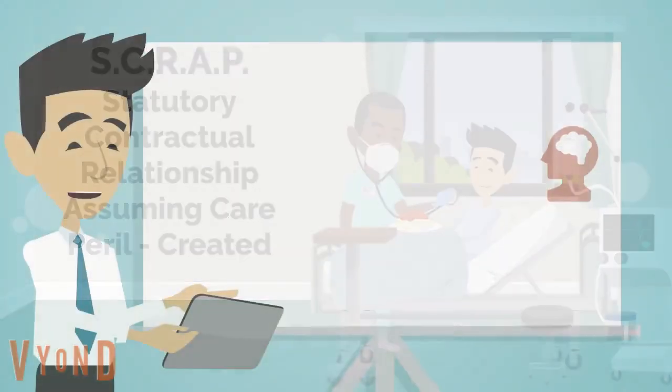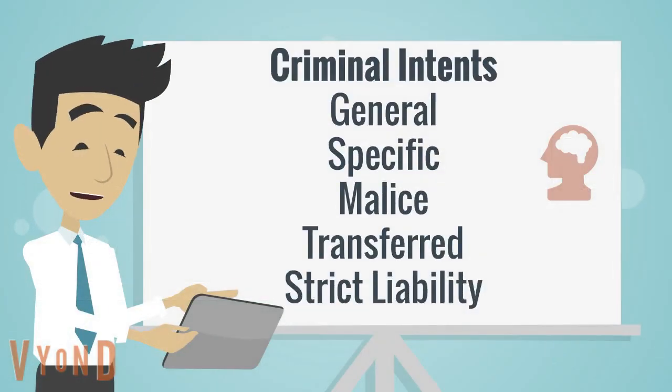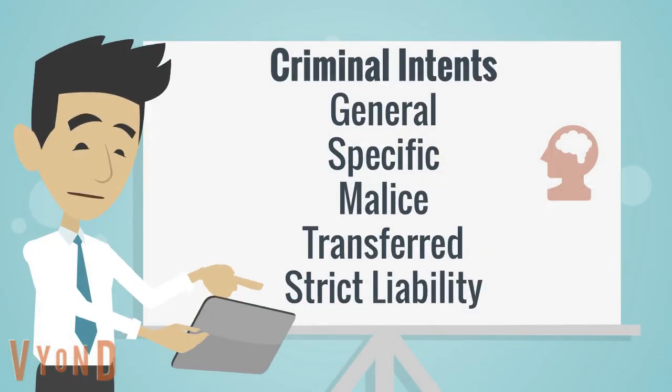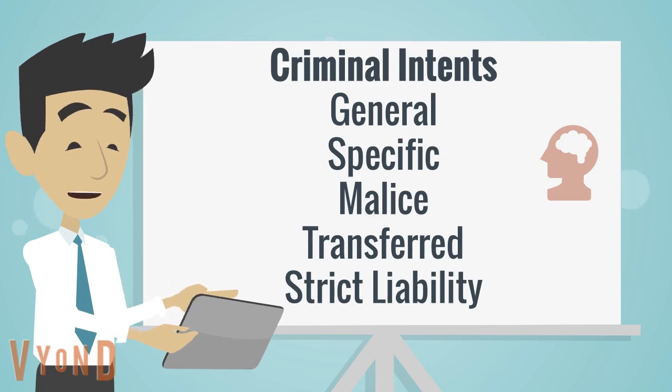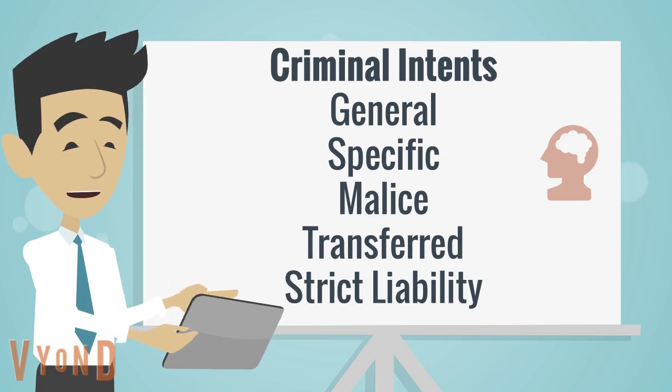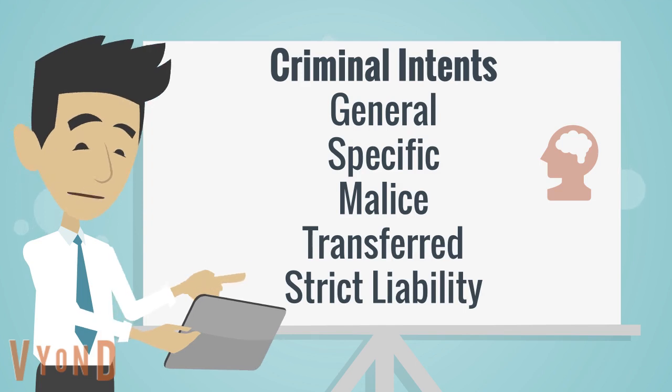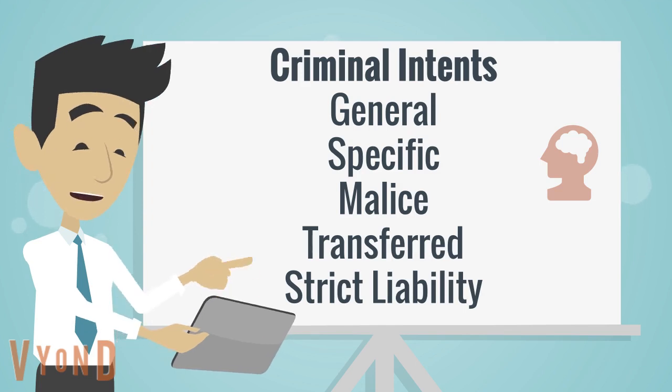Under the category of mens rea, there are 5 items of intent that we cover: general intent, specific intent, malice, transferred intent and strict liability. We have already covered strict liability, so we will cover the remaining 4 next. Let's start with general intent.